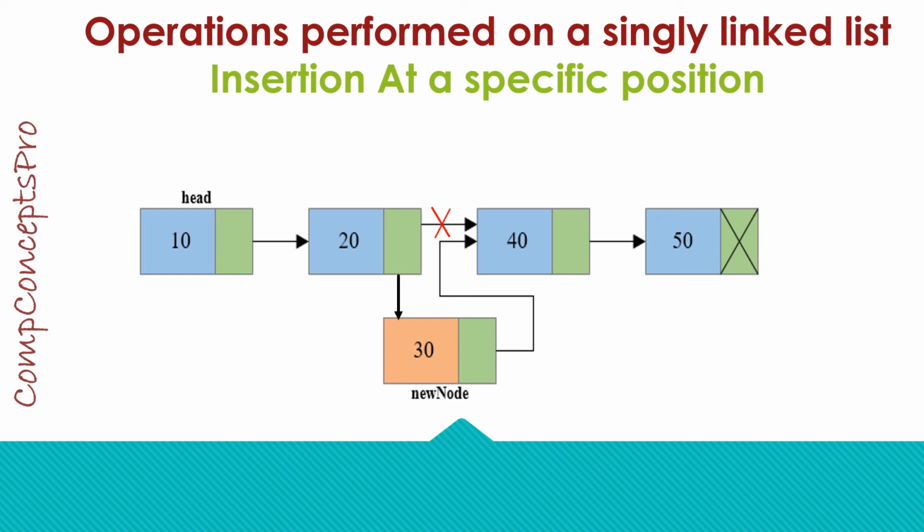One will be the node before the position where I have to insert the new node, and one will be the node after the position where I have to insert the new node. So this temp will point to the node before the specific position, and this temp 1 will point to the node after the specific position where I have to insert the new node. And finally, we have to adjust the connections. Like this temp should point to the new node, and next of new node should point to temp 1.